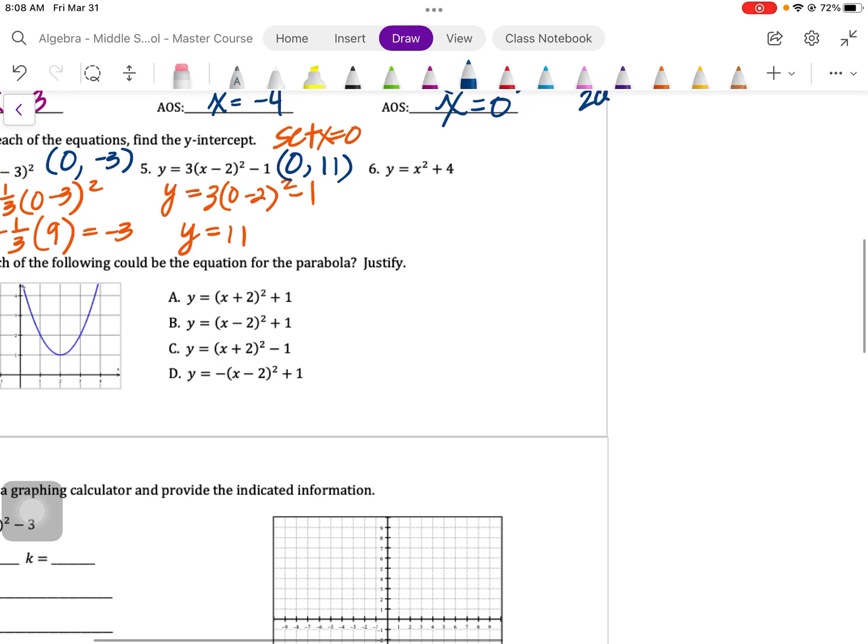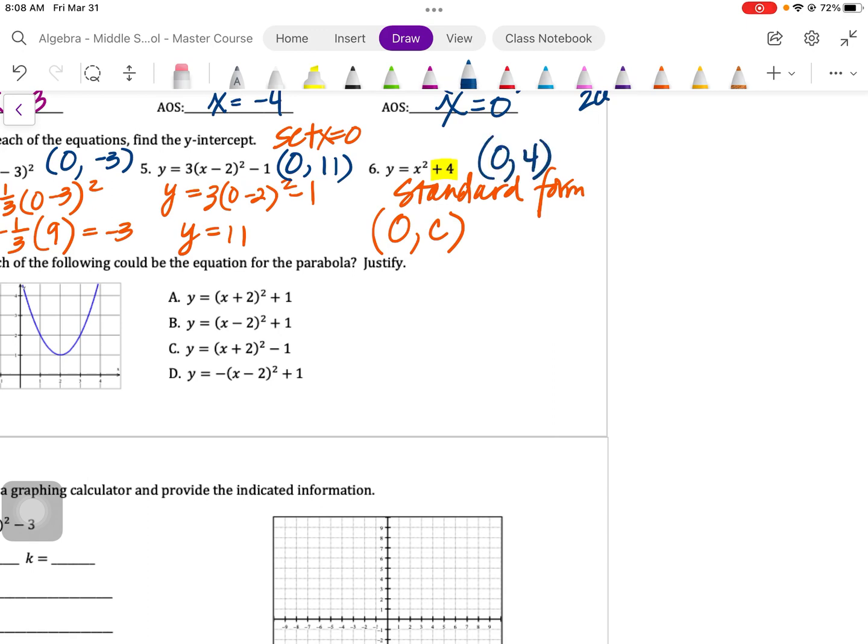Okay, and lastly, number 6, once again, this is a standard form function. Okay, and remember, in a standard form function, the value of the y-intercept is, sorry, not the point, just the value of c in the function. So it is this value right here. So no work needed on this one. So I would say my y-intercept is at 0, 4, although if you forgot that and you plugged in 0 in place of x, 0 squared is still 0 plus 4 is 4. So you can still do it either way.